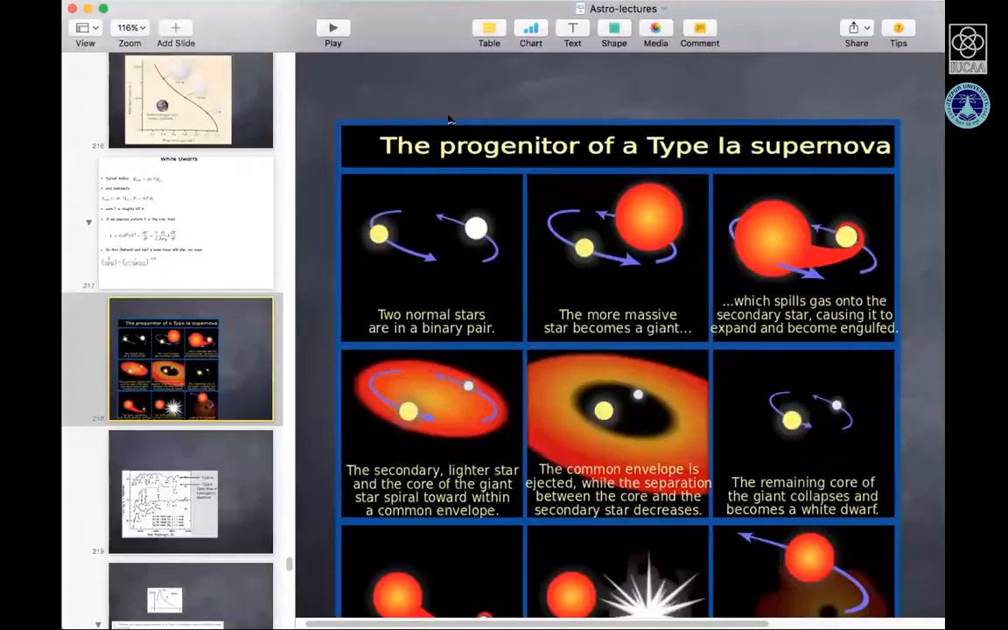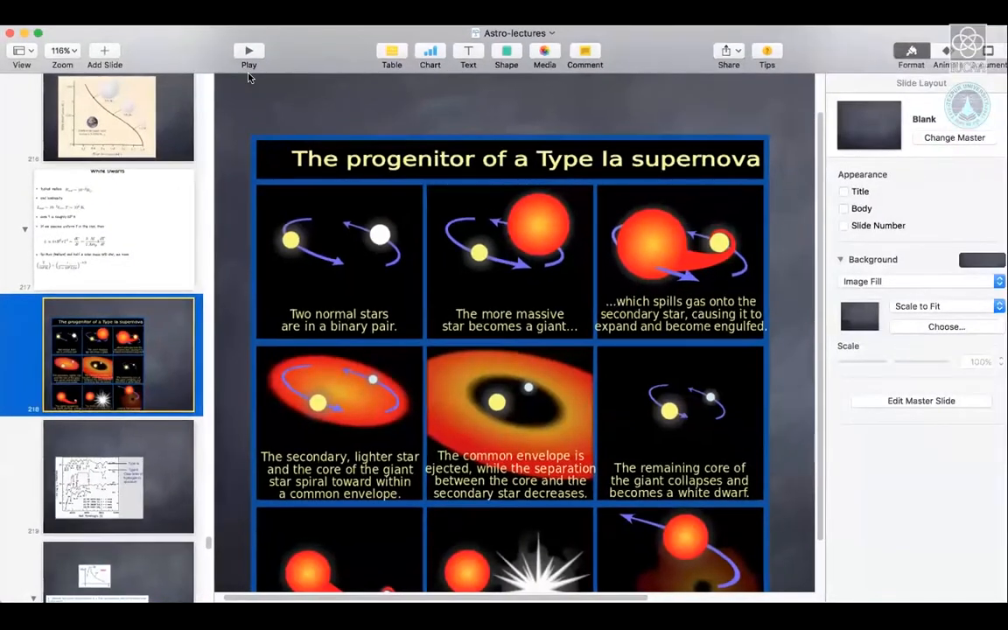Last time, let me share my screen. Last time I had stopped here, I think, where I described the type 1A supernova.